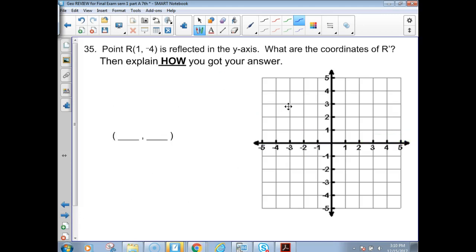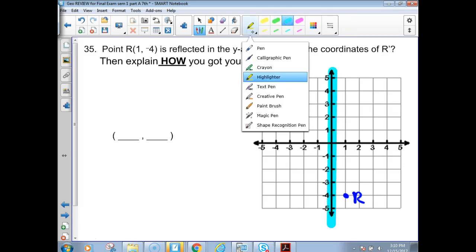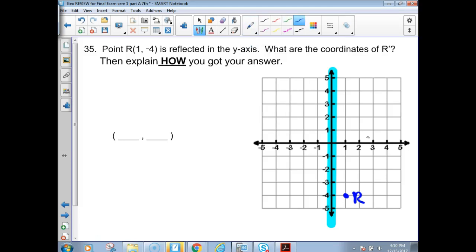34 is asking us to take (1, -4), the point R, reflected over the y-axis. The y-axis, of course, you know, is the vertical axis. One way you can describe it is to say that you counted how far R was to the right of the line, and then you went the same distance to the left. Otherwise, you can say change the sign of x, which would be (-1, -4).